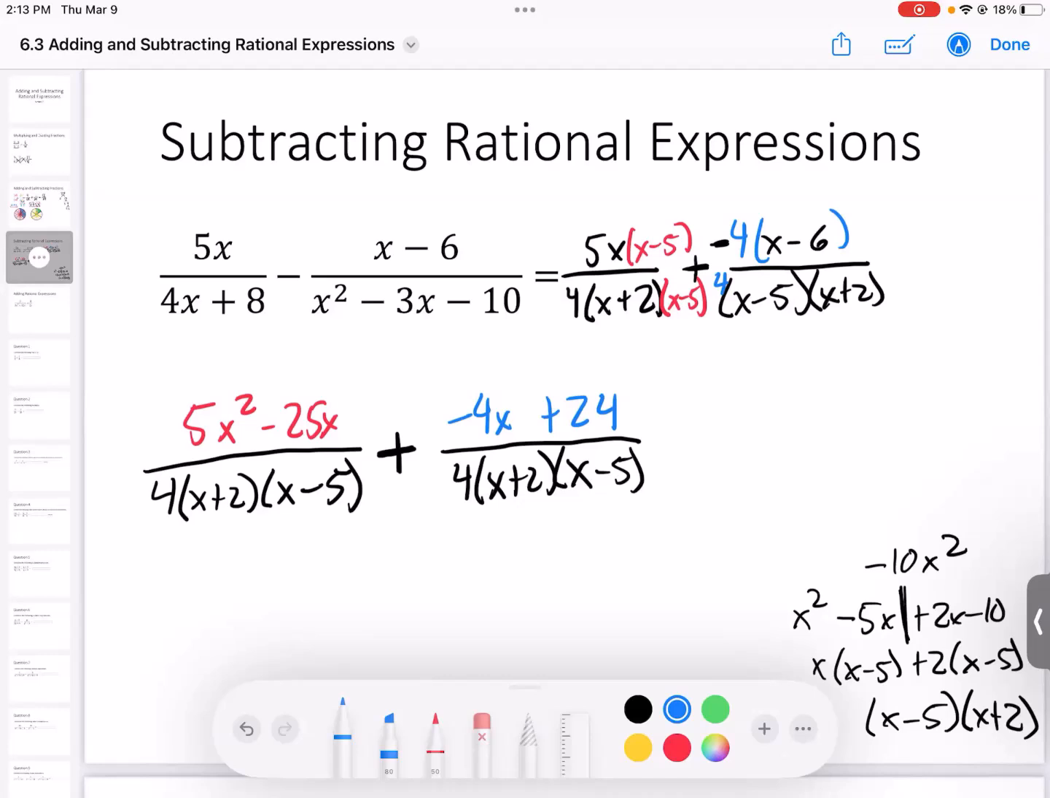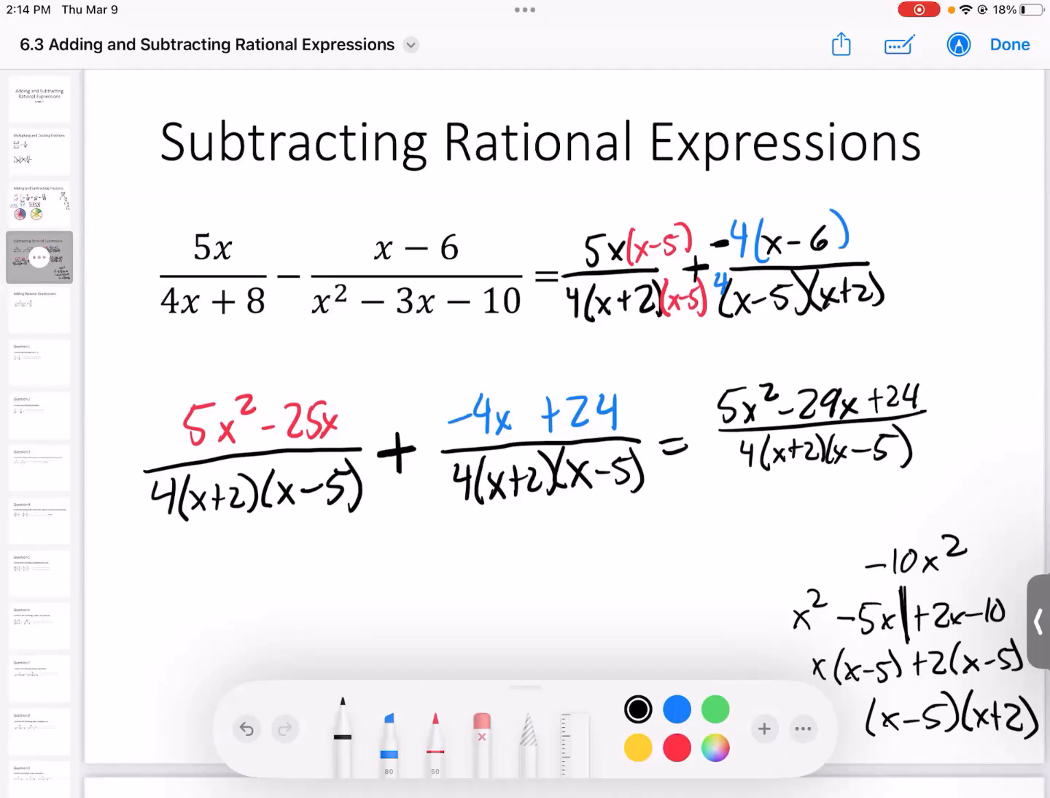So now that I have those two fractions, and these two fractions have common denominators, now I can just combine them together. And I can say, okay, well, 5x squared, there are no x squareds in here, so that will just add up to be 5x squared. And then negative 25x plus negative 4x will be negative 29x. And the 24 doesn't combine with anything, so that would just be 24. And this is all over 4 times x plus 2 times x minus 5. And so this would be my answer.